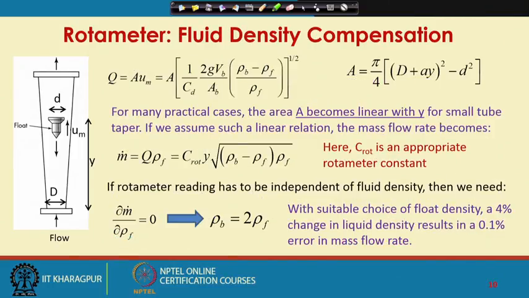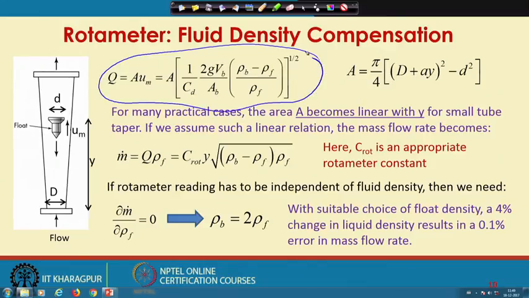So, how do I make compensation for variation of fluid density in rotameter? This is the expression I have got for the volumetric flow rate for rotameter, with A given as this. Capital D is the diameter at the inlet and small d is the maximum diameter of the float or bob. Y is the rotameter reading and A is a constant which takes care of the taper of the tube. For many practical cases, the area A becomes linear with Y for actual dimensions of the rotameter.